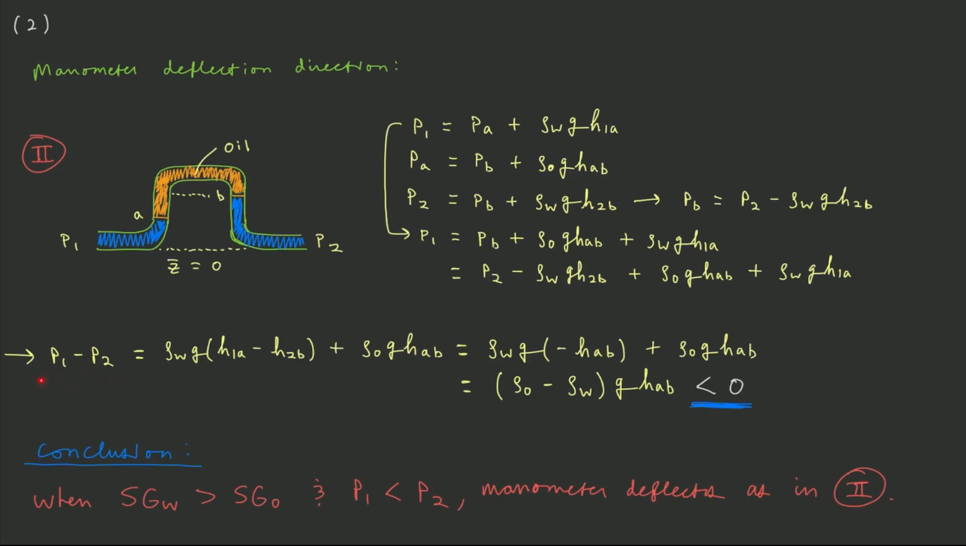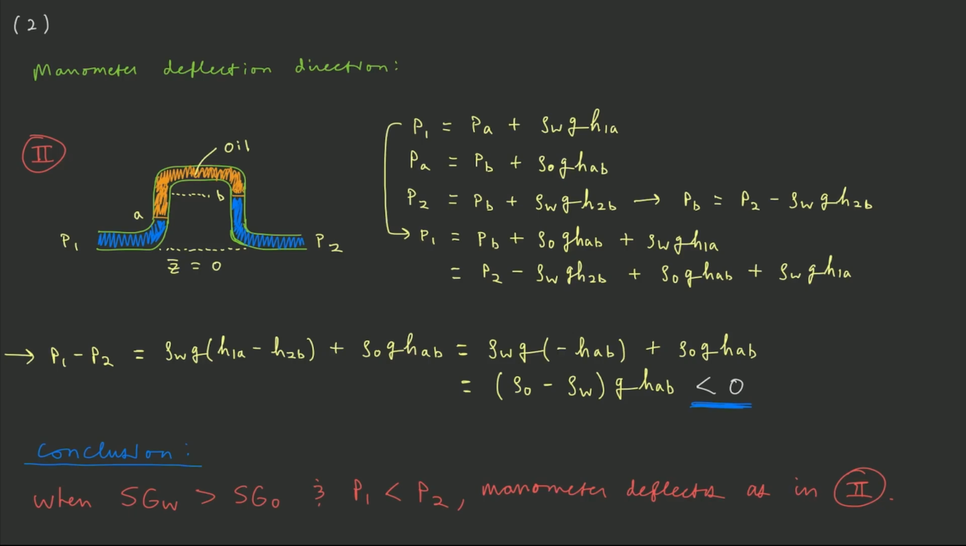In this case, we get P1 minus P2 is equal to the quantity rho O minus rho W times G times HAB. In this case, HAB is again positive because it's from the hydrostatic pressure equation, and that H is a distance, so it's positive. G is positive, again, but now we have rho O minus rho W. Rho O minus rho W is given as negative because rho O is given as less than rho W.